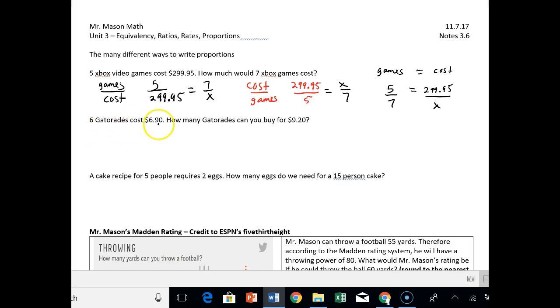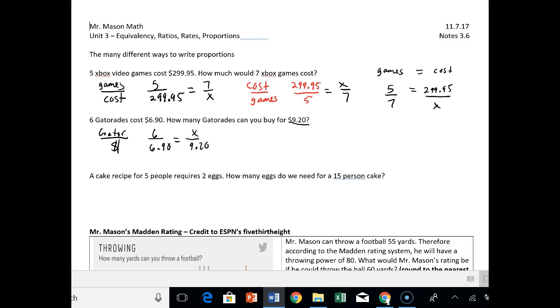So 6 Gatorades cost $6.90. How many Gatorades could you buy for $9.20? So you could tell yourself, hey, I'm comparing Gatorade, let's say Gator over money. And one way to go ahead and say that would be 6 over 690 is equal to, notice they give us money, so that would be x over 920.